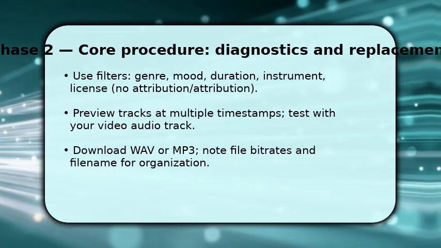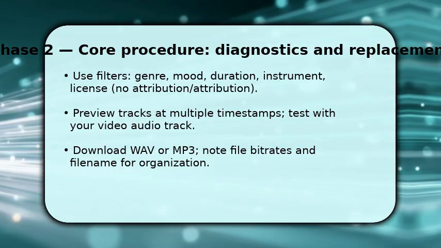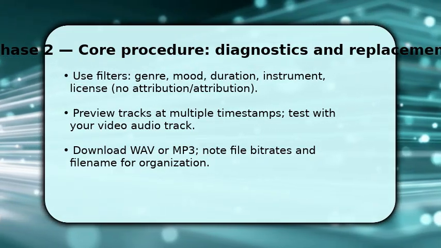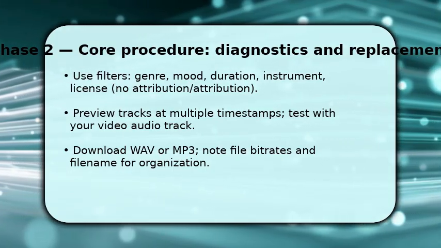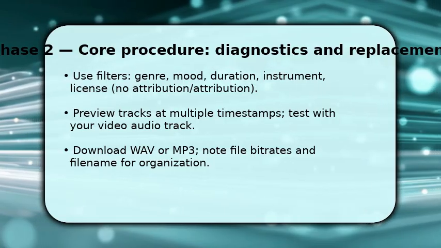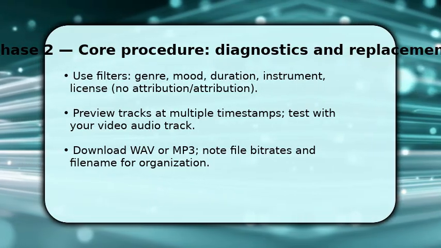Once confident, choose WAV for highest fidelity or MP3 for smaller size, and download. Make sure to rename files with a clear tag so you can find them. Also, keep a small folder for attribution text if the license asks for it.